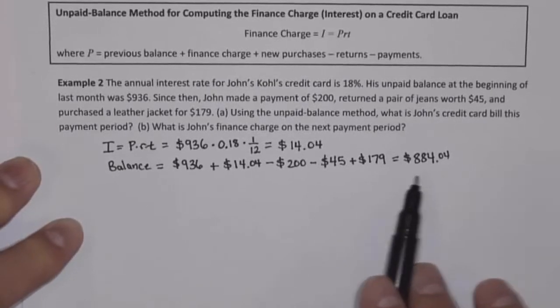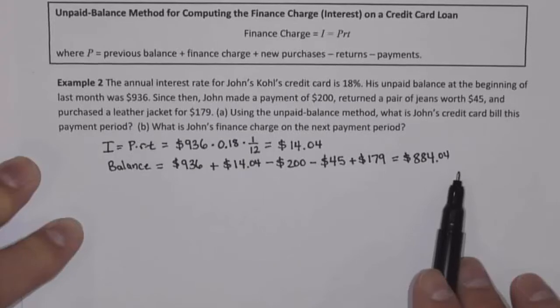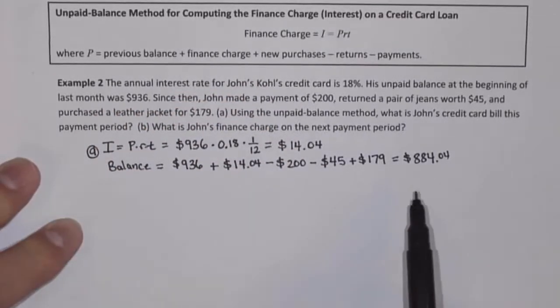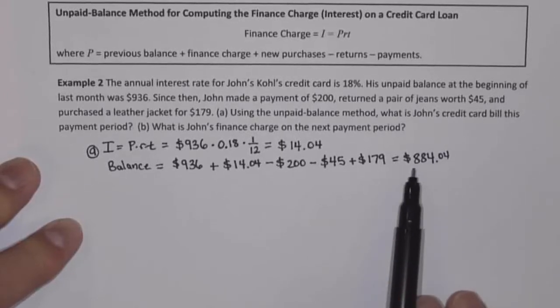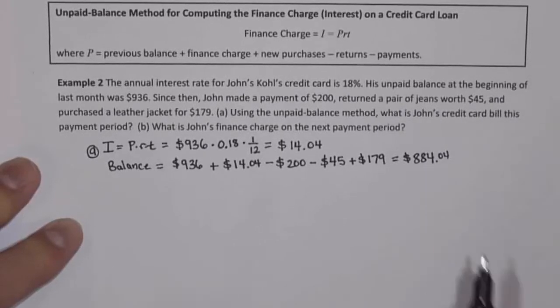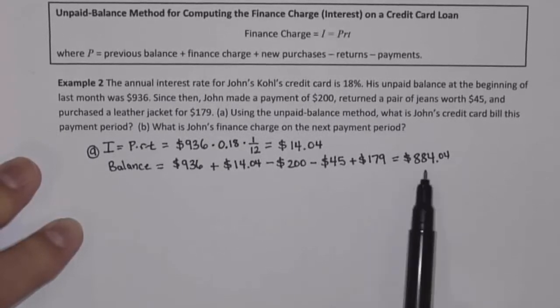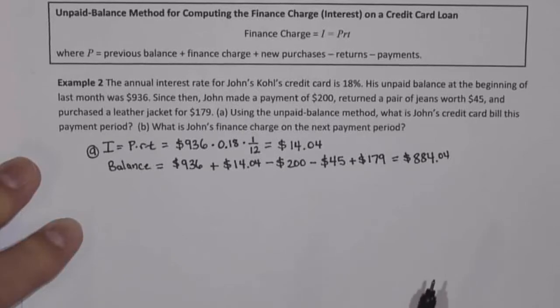So if John wanted to pay off his credit card, he would have to pay $884.04. Now, incidentally, that is the answer to part A. So John's credit card bill is $884.04. Now, he doesn't necessarily have to pay that all, but if he wanted to pay off and be out of debt, that would be the amount he would have to pay.